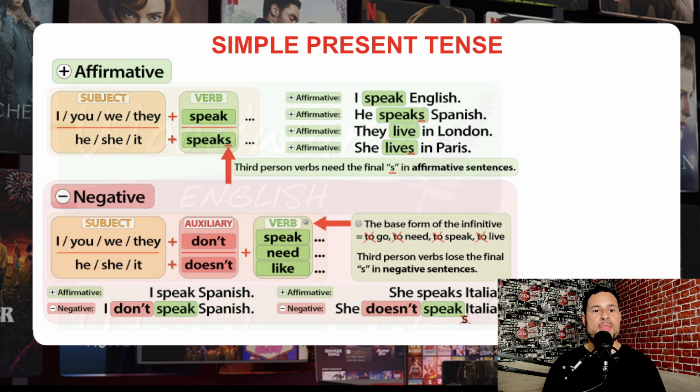This is the point. And then, I speak Spanish, I don't speak Spanish. She speaks Italian, she doesn't speak Italian. So speak goes back to the base form. This is the point.